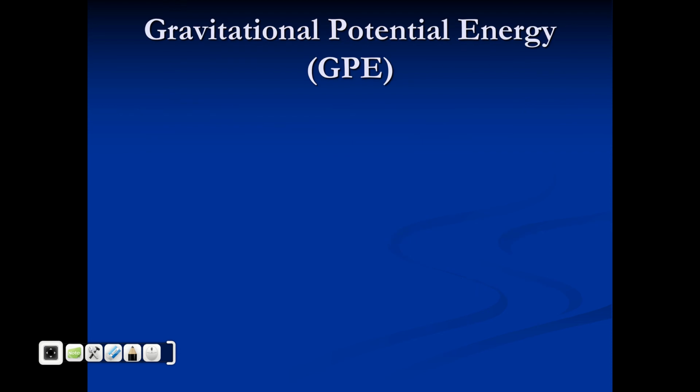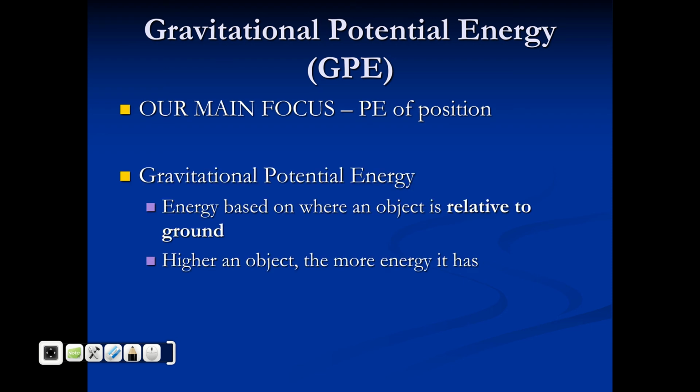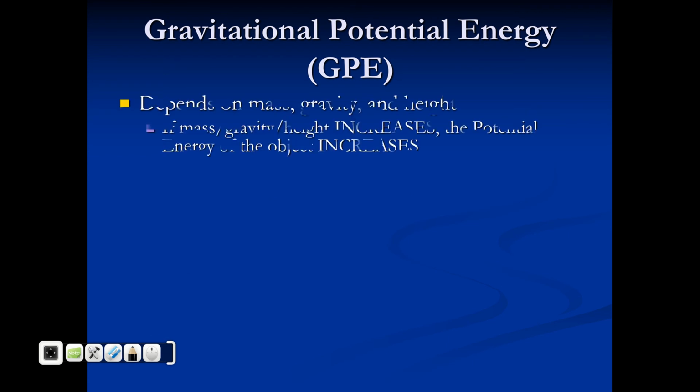The one we're going to calculate most is what's called gravitational potential energy, GPE. This one depends on the object's position, specifically how high it is above the ground. The higher the object, the more energy it has. All right, so gravitational potential energy, it'll depend on two other variables too, but the main one we're going to focus on is the idea that you change the height of the object.